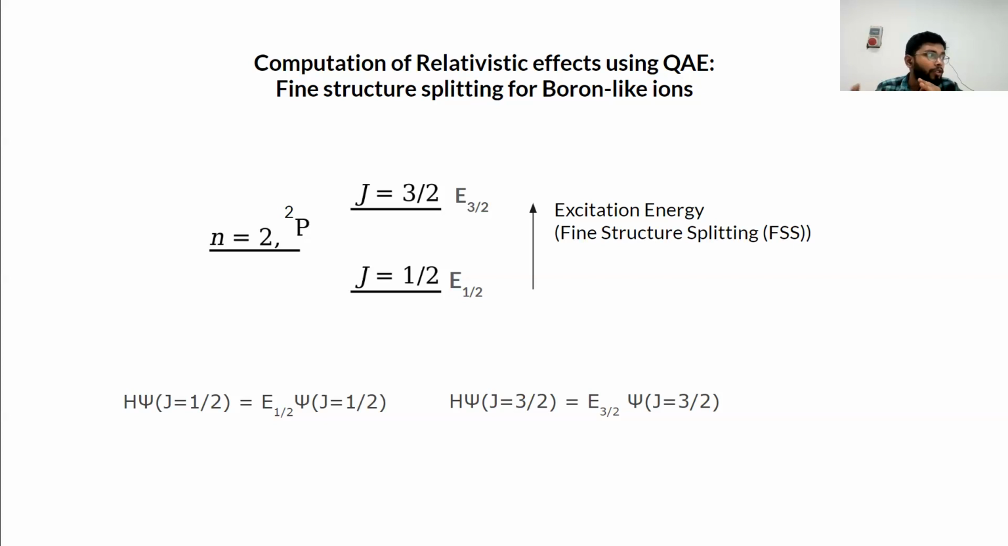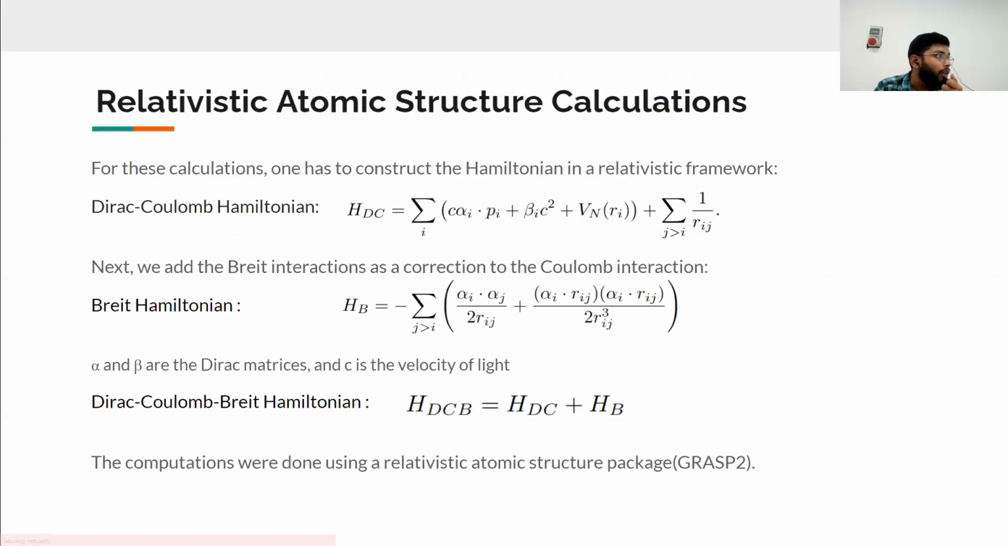And from these different bases, we perform the optimizations, or the QA workflow, in the basis with J equals 1/2 only. From that, we will get the energy E_1/2, the energy of the J equals 1/2 state, and we will get the energy E_3/2, that is the energy of the J equals 3/2 state. By using this, we can compute the fine structure splitting for boron-like ions. This is a purely relativistic effect, and this is the first time someone has calculated relativistic effects using quantum annealing. To do this, we actually need to use a Hamiltonian that is relativistic in nature.